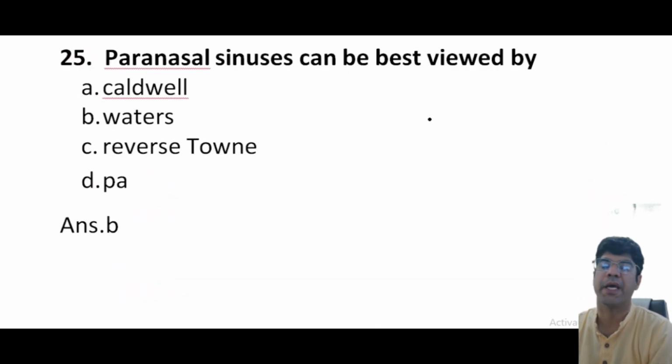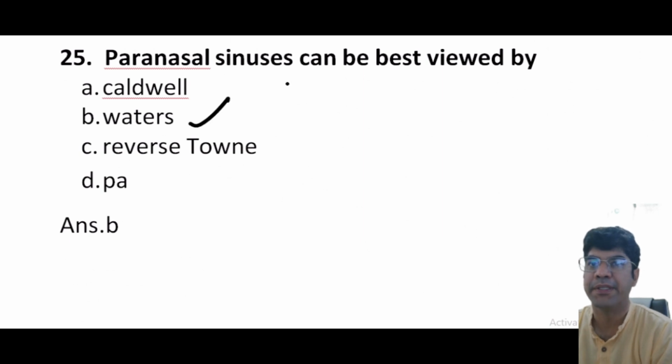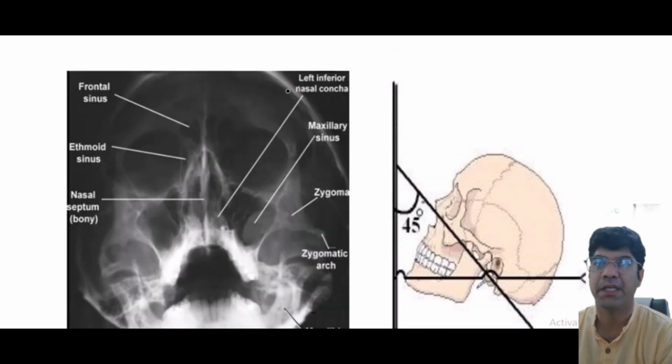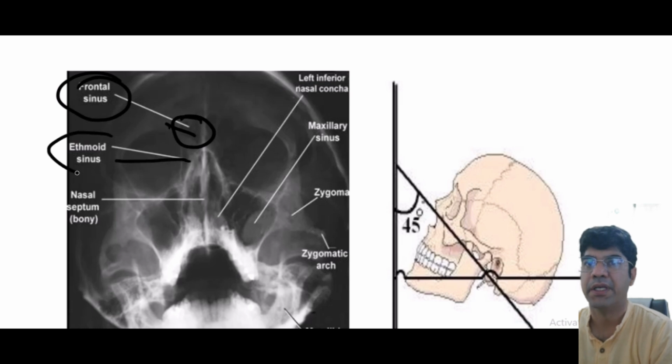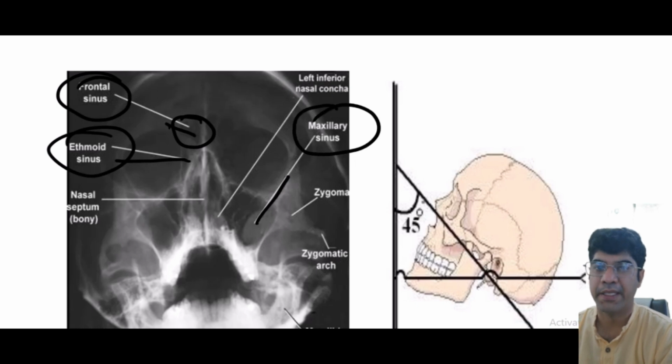Coming to the next question, the paranasal sinuses can be viewed best by, the answer is Waters view. Well, Waters view is the best projection for visualizing the paranasal sinuses. So you can see the frontal sinus, this one is the ethmoid sinus, and this one is the maxillary sinus. So the best view for visualizing the paranasal sinuses is the Waters view.